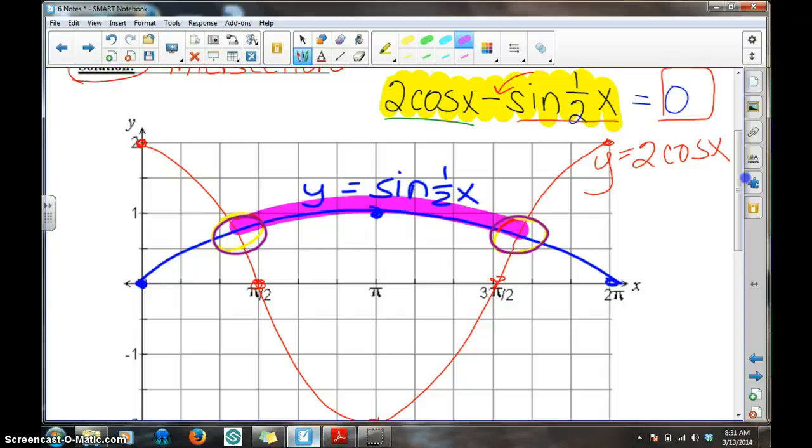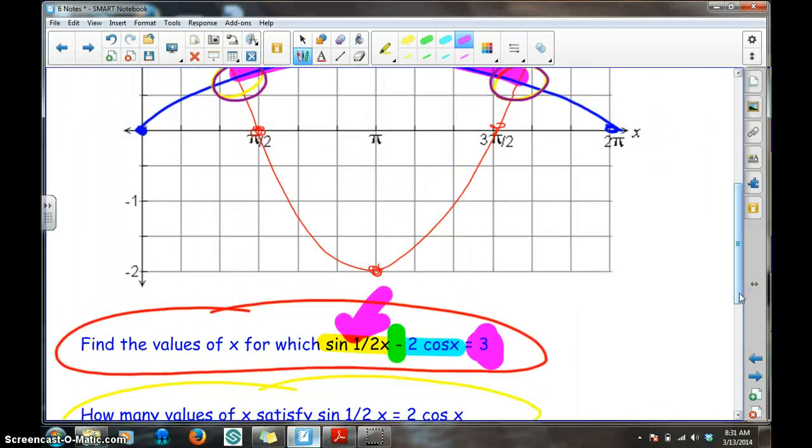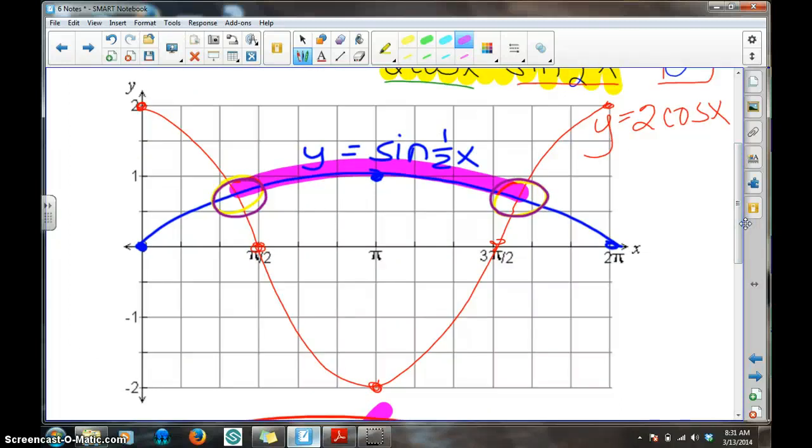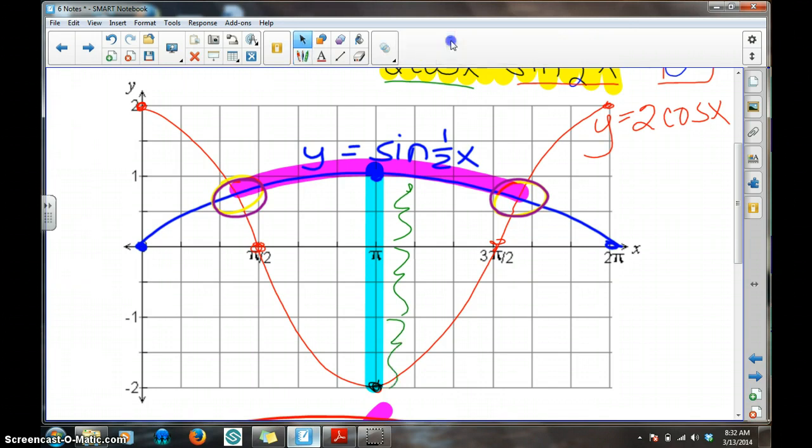Subtraction is difference or distance between. And as long as the answer they gave me was a positive number, it means the first graph was the higher one. So I'm looking for a place in this pink's width where the blue graph was higher than the red graph by a height, or a difference, or a distance of 3. And that answer becomes right here. Can you see that distance of 3 going on right there? There's 1, there's 2, there's 3. Do you see it?